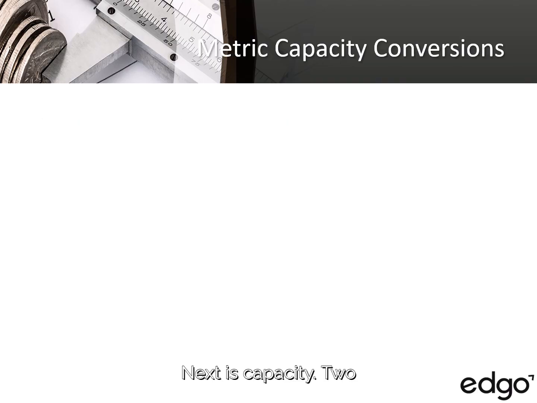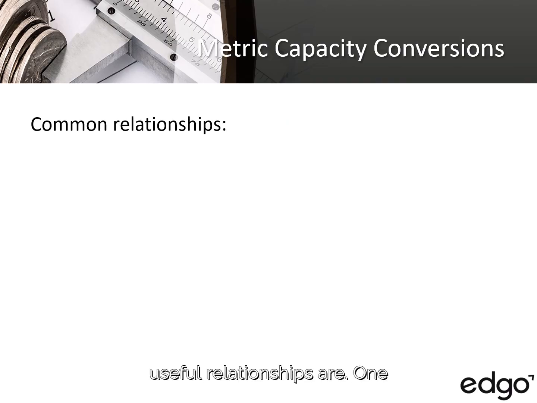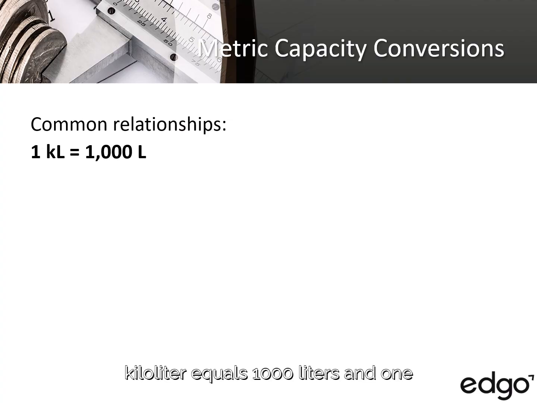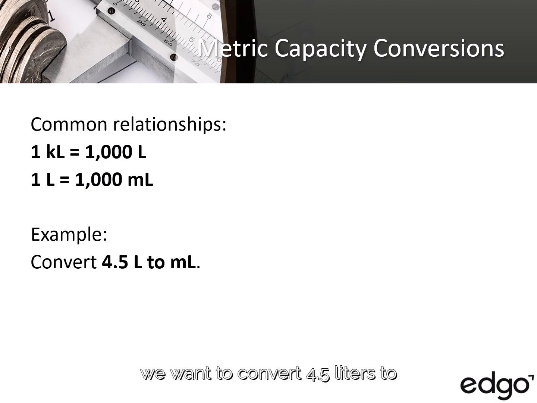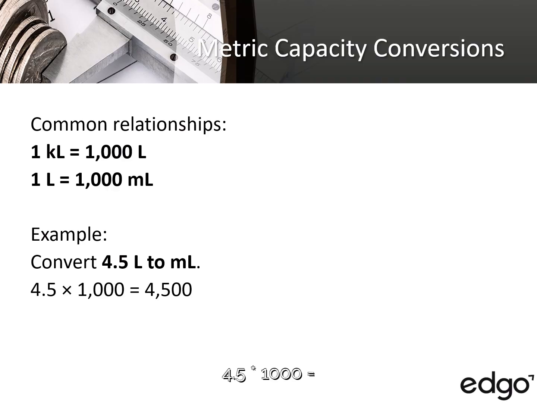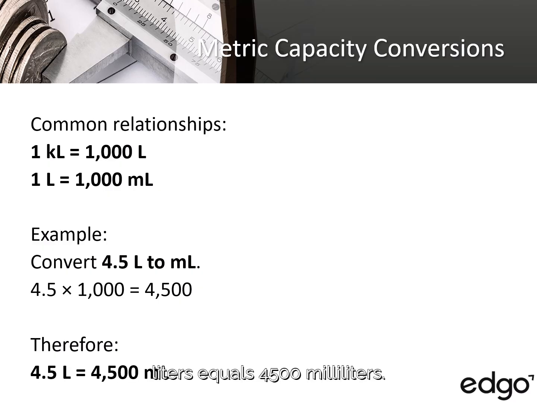Next is capacity. Two useful relationships are 1 kiloliter equals 1,000 liters, and 1 liter equals 1,000 milliliters. Suppose we want to convert 4.5 liters to milliliters. Since we're converting to a smaller unit, multiply by 1,000. 4.5 times 1,000 equals 4,500. Therefore, 4.5 liters equals 4,500 milliliters.